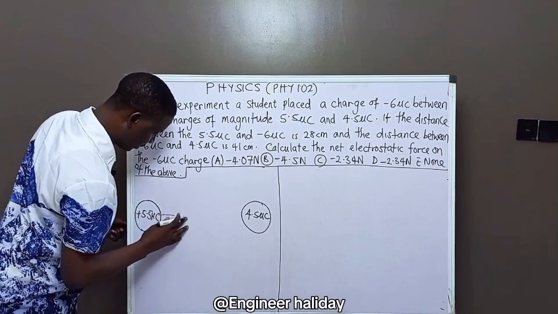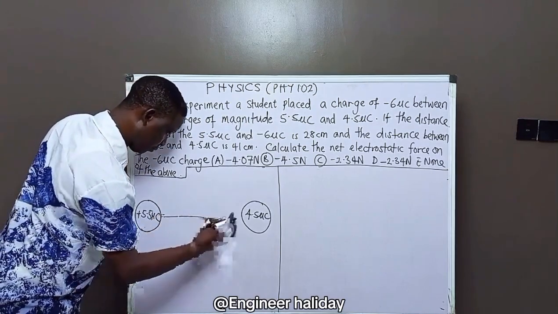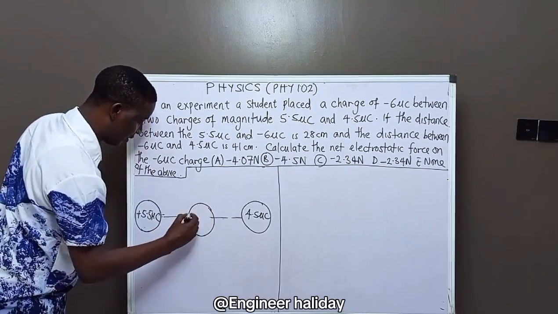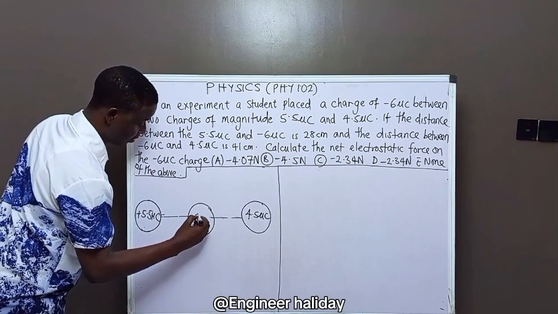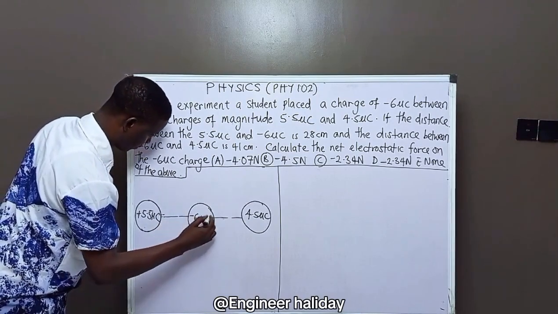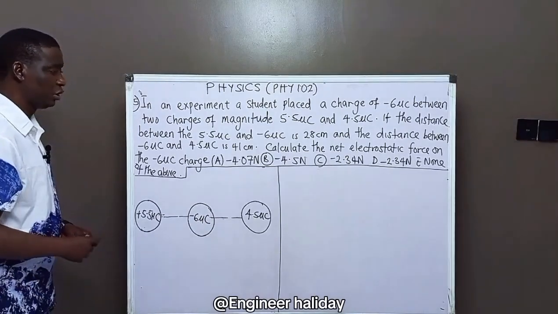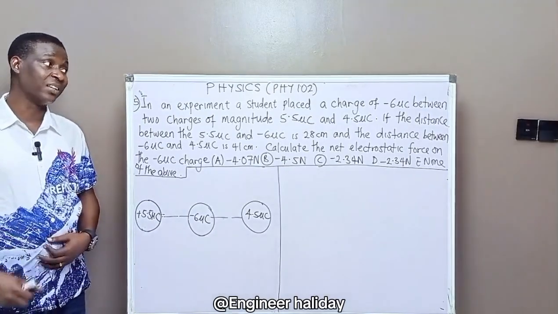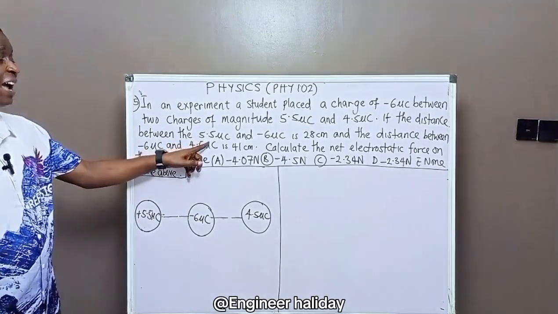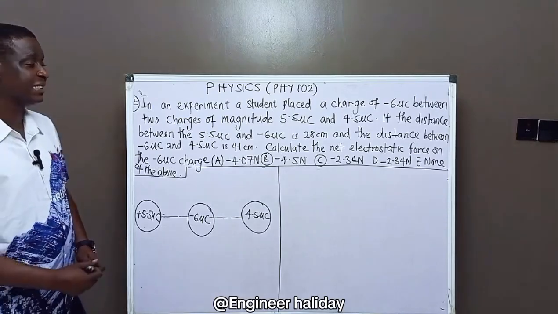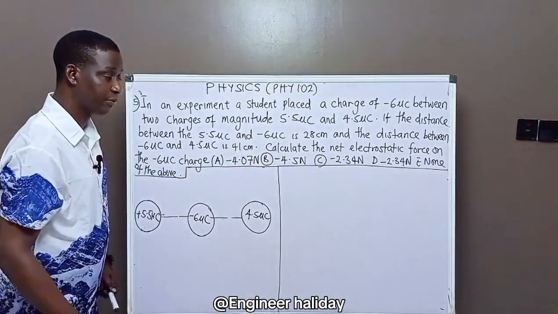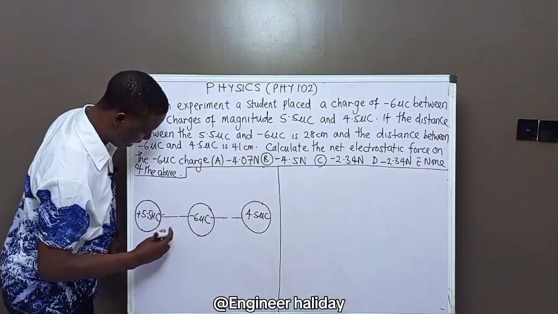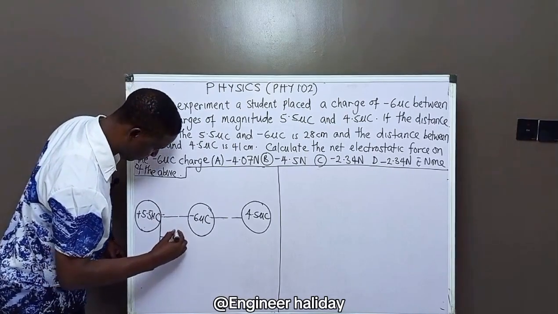That means, let's draw our line of action. And in between them, they didn't tell us the distance yet. We have our minus 6 microcoulombs between the two charges. Now, if the distance between 5.5 microcoulomb and -6.0 microcoulomb is 28, that means between this and this is 28 centimeter.